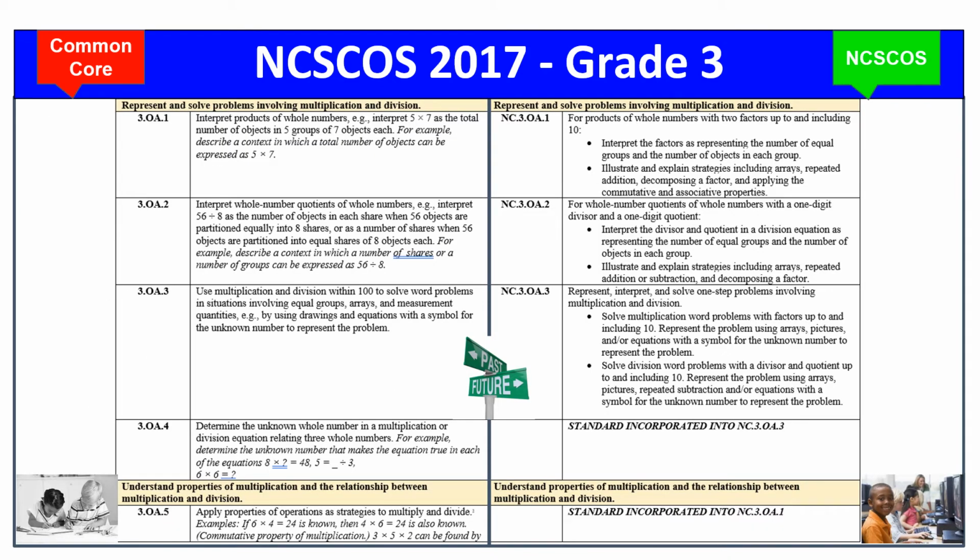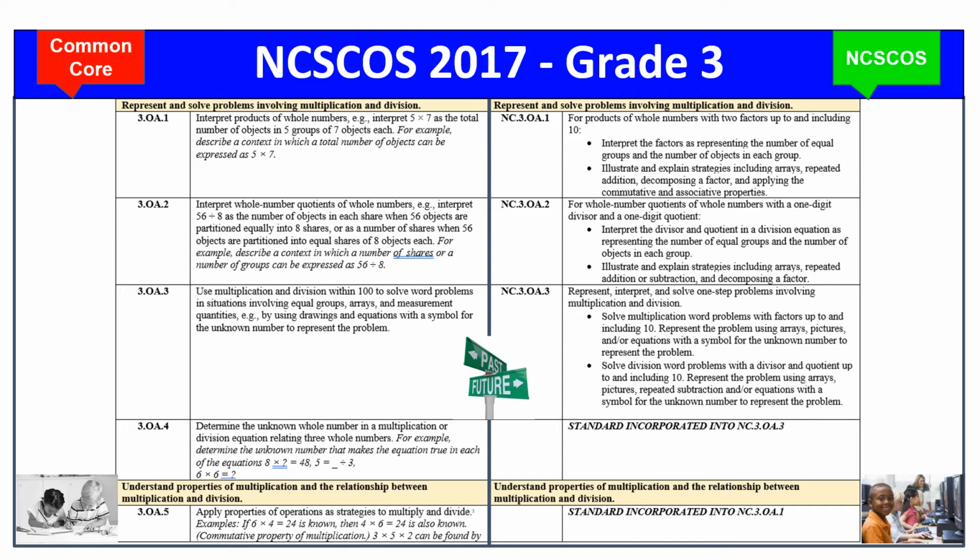There were only very small changes to the content of standards 3OA1 through 3OA5. Most notably, 3OA4, determining the unknown in a multiplication or division equation, has been removed and embedded in NC 3OA3, and 3OA5, focusing on applying properties of operations to multiply and divide, has been removed and embedded into NC 3OA1.